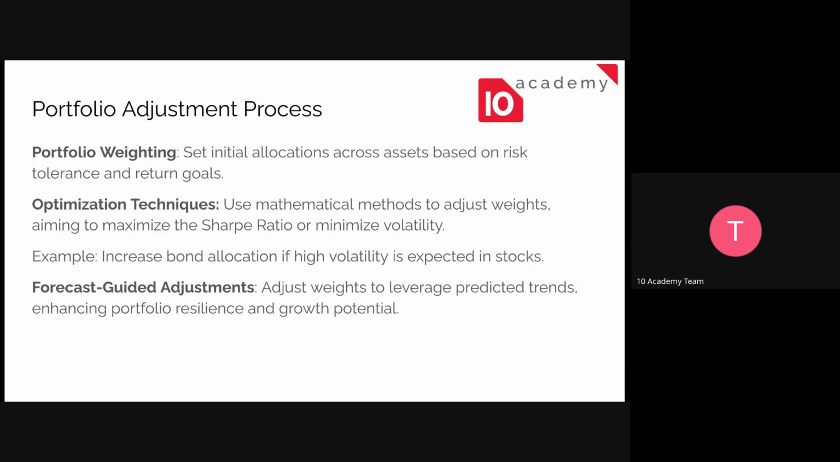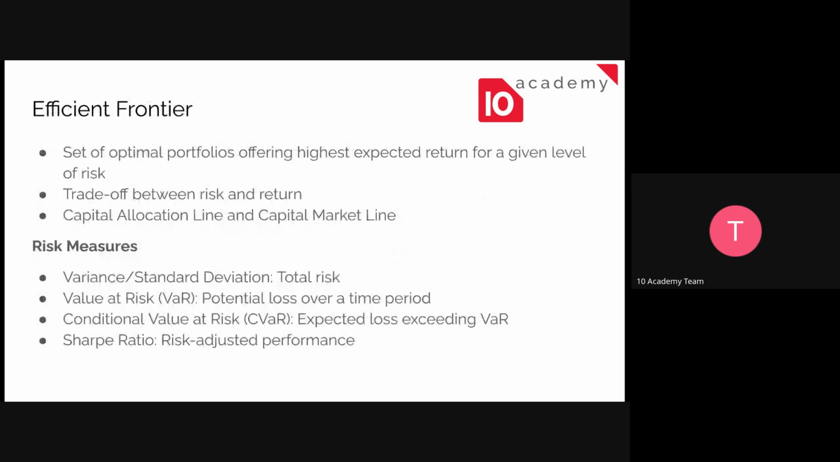Once you have the weights, you can use the forecasted model to see how much you're going to make over the forecasted period. For finding our optimal portfolio, we're going to use the efficient frontier, which is a set of optimal portfolios offering the highest expected return for a given level of risk. This basically means the trade-off between risk and return, the capital allocation line, and the capital market line.